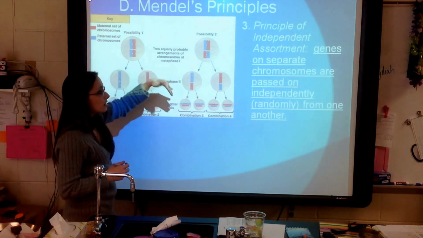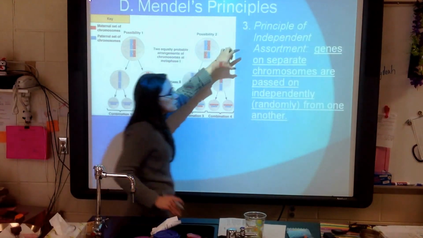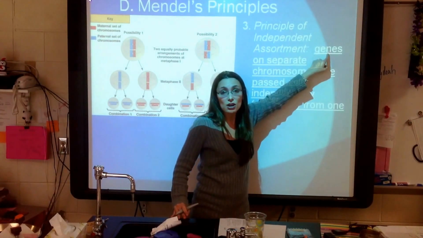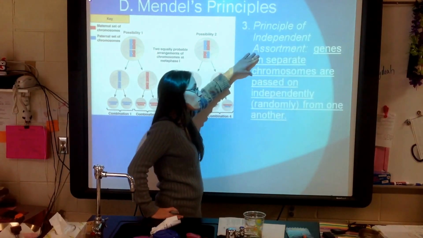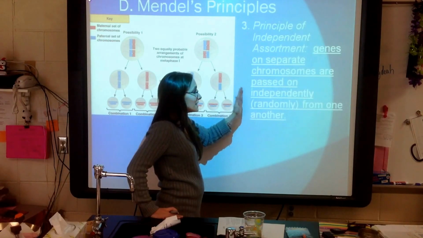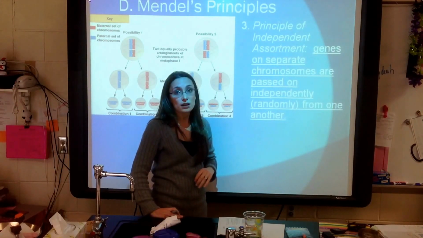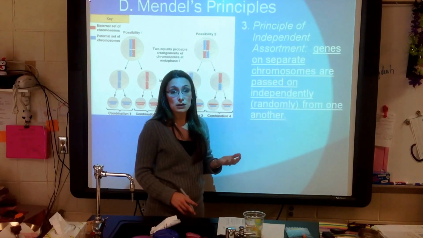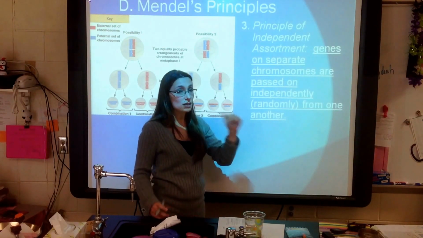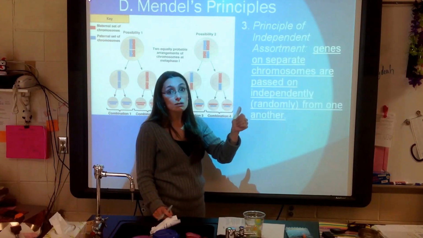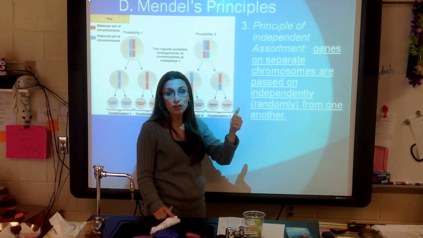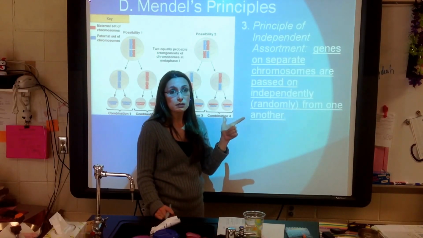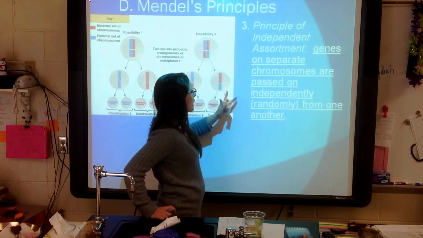And so independent assortment tells us that genes on separate chromosomes, like the eye color gene and the hair color gene, are passed on independently from one another. So these are Mendel's three rules. This is what Mendel got from studying the pigments, that some traits are dominant, some alleles are dominant, and they hide other alleles. That you only get half of your DNA from each parent, and that your traits can assort or mix independently.